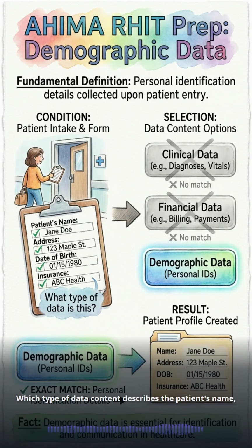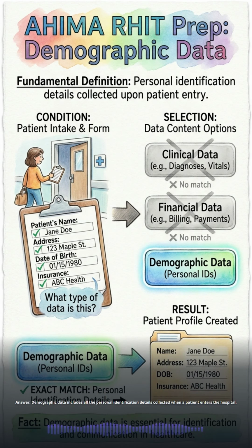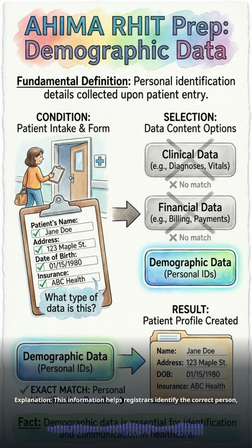10. Which type of data content describes the patient's name, address, date of birth, and insurance? Demographic data includes all the personal identification details collected when a patient enters the hospital. This information helps registrars identify the correct person, and it prevents serious chart mixing errors later.